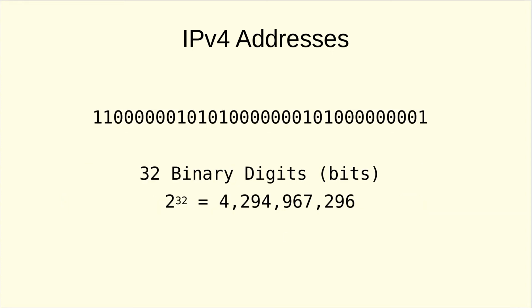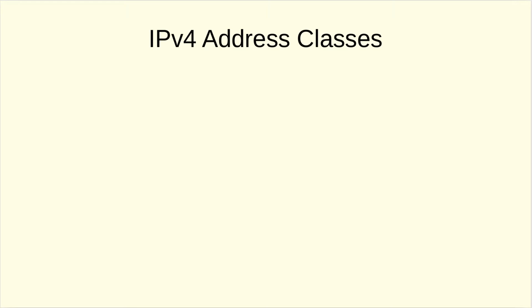Because there are 32 bits, a bit standing for binary digit, and because it's binary, so the base is 2, it's 2 raised to the power of the number of bits, or 2 raised to the power of 32, which gives us 4 billion addresses. Seems like a lot, but we've run out of them already because there's well over 7 billion people on the planet. Okay, moving into IPv4 address classes.